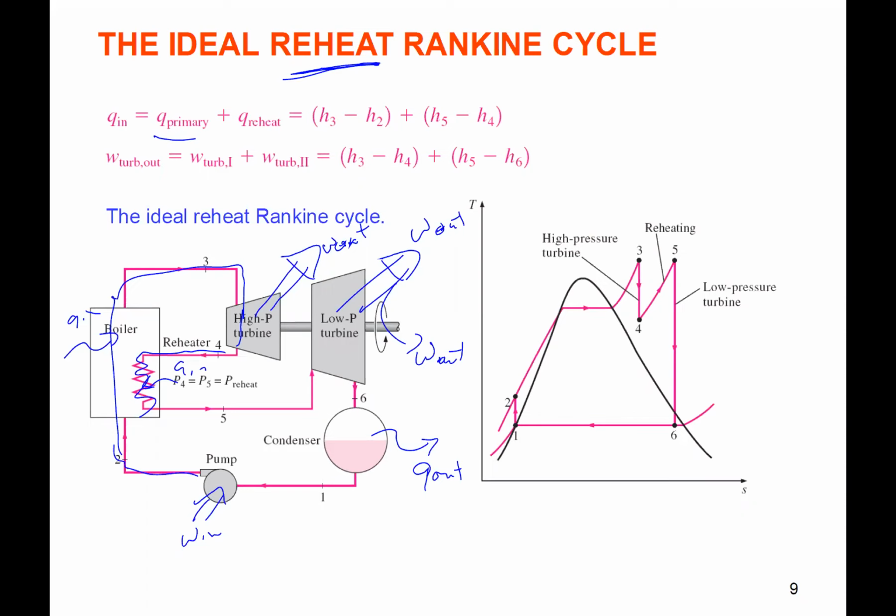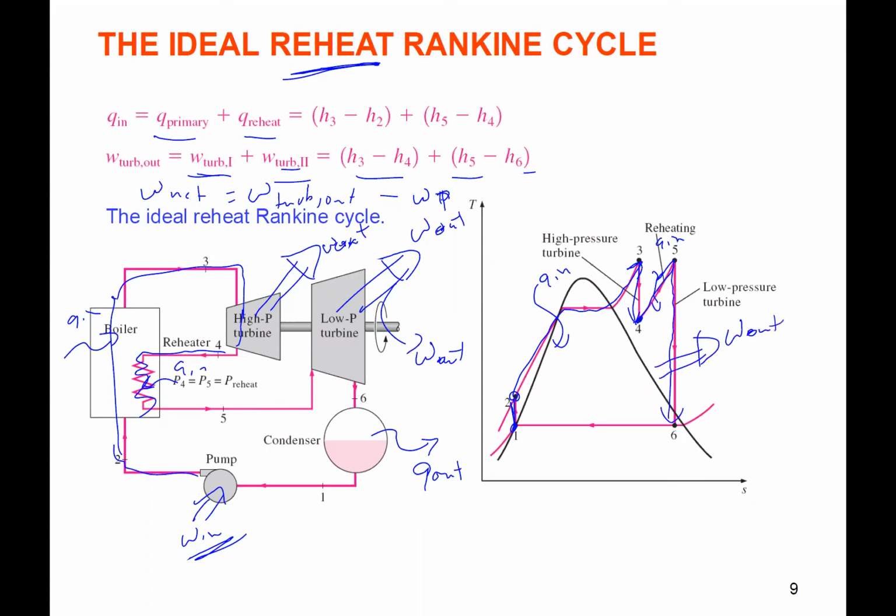So for heat in, we have a primary and a reheat section. Work out has each of the turbines, but net work would have this work of the turbine out, which is these two, minus this pump work in, down here. When we look at the diagram, we still have that isentropic compression. We're adding heat in the boiler. Then we go through our first turbine and expand to 4 isentropically, but now we've reheated, so we're adding heat again. Then we expand again, and we get our work out here, and work out here. Heat out in the condenser, and work in from the pump.